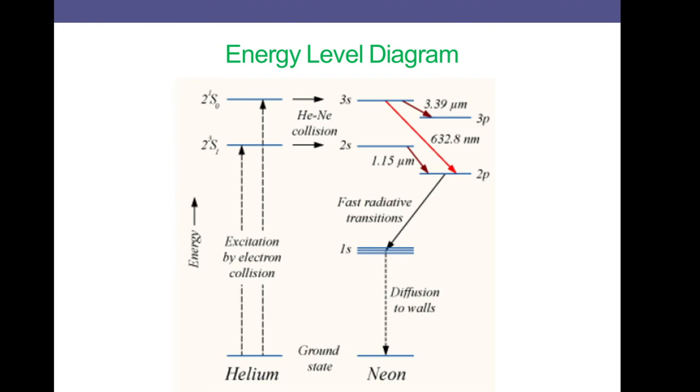At the same time, the colliding helium atom gets de-excited to the ground level. This process of energy transfer is highly probable because these two levels have longer lifetimes. Thus, discharge through the gas mixture continuously increases the neon excited levels 2s and 3s. And this helps to create a state of population inversion between the 2s level, 3s level and 2p, 3p level.